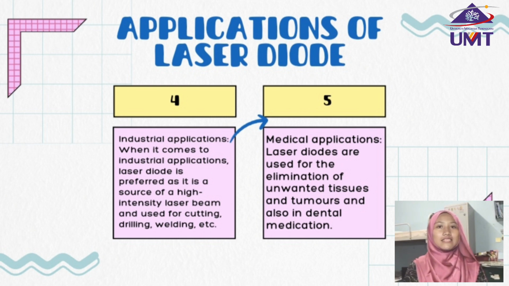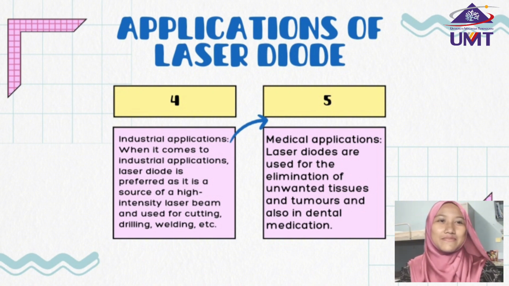Fourth, industrial application. When it comes to industrial application, laser diode is preferred as it is a source of a high-intensity laser beam and used for cutting, drilling, welding, and engraving. Fifth, medical application. Laser diodes are used for the elimination of unwanted tissues and tumors and also in dental medication.